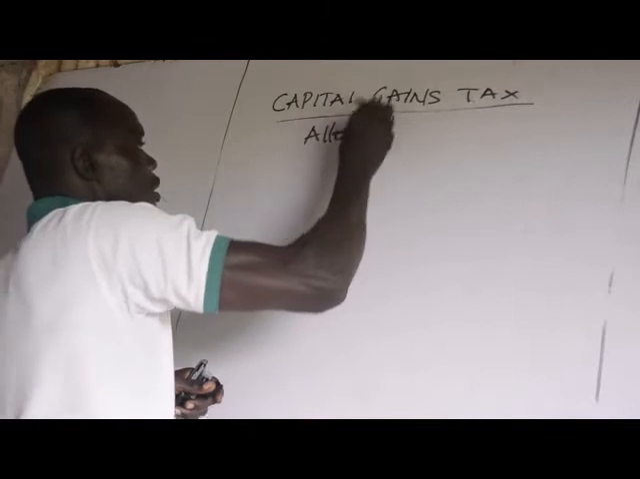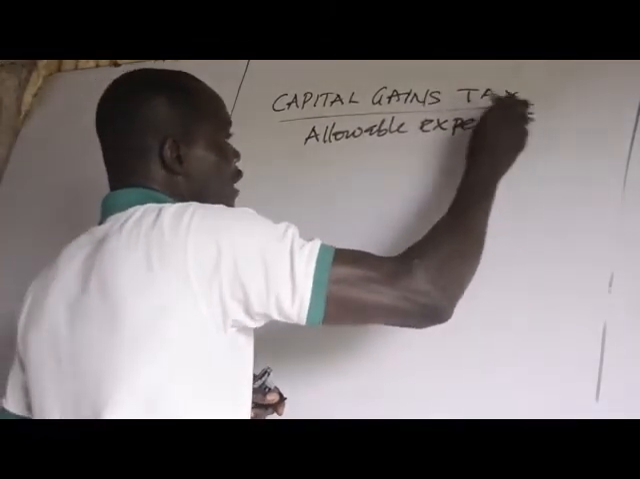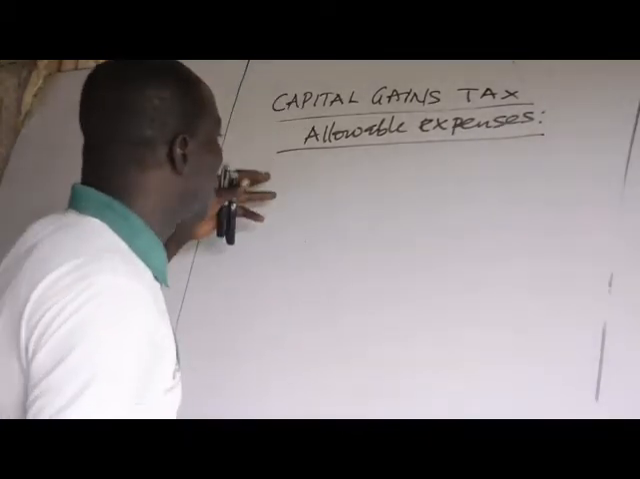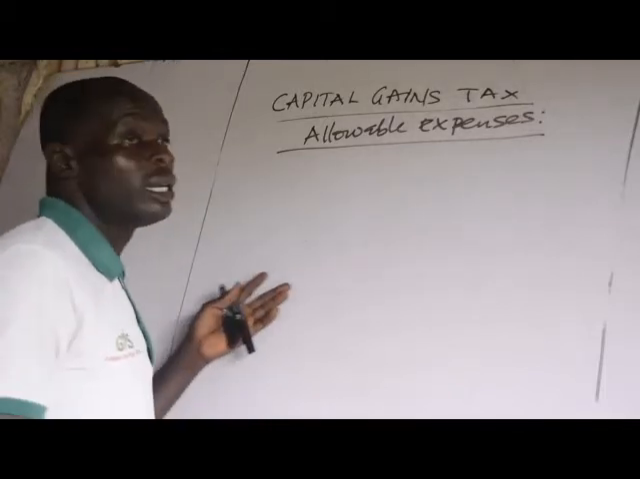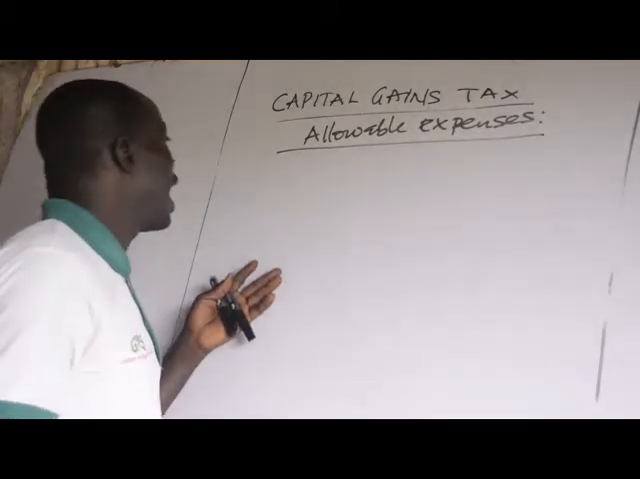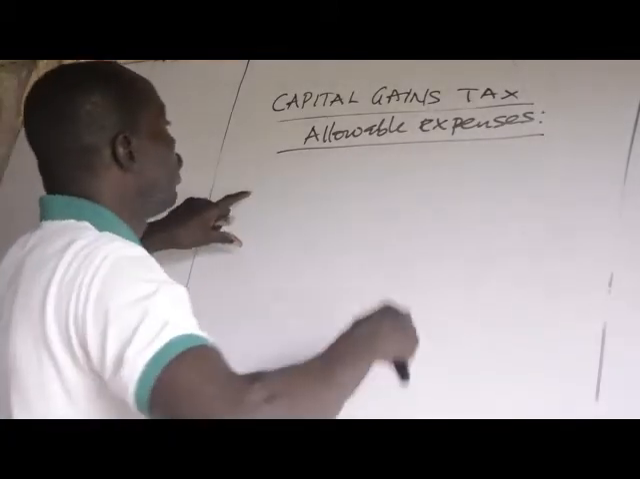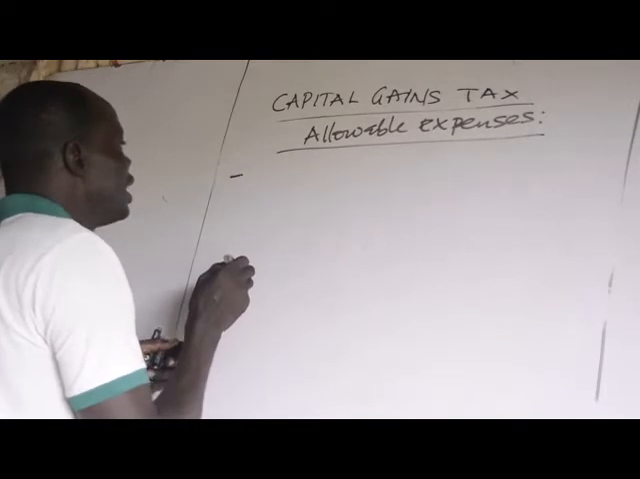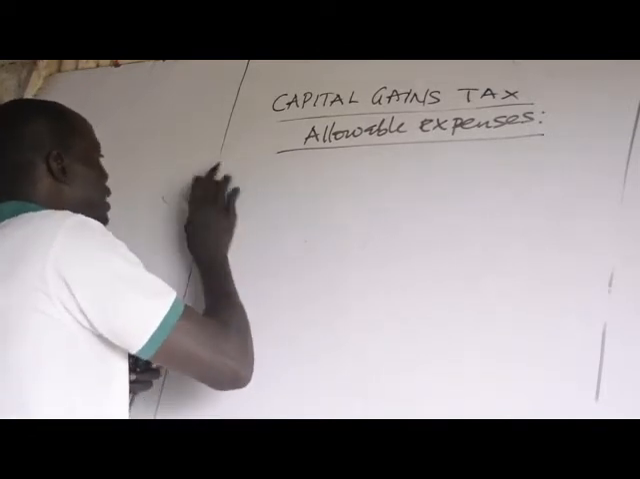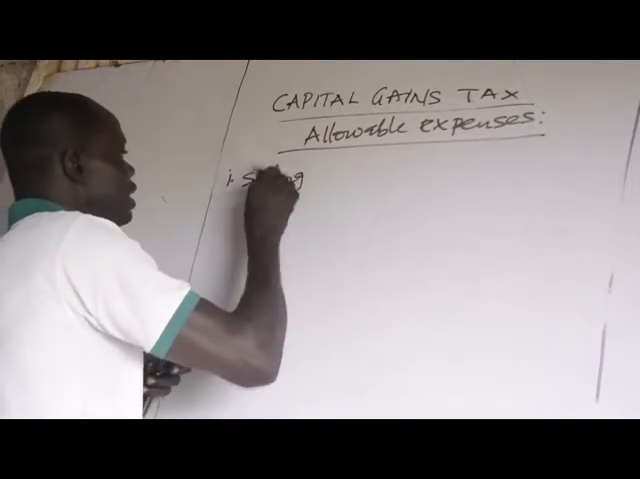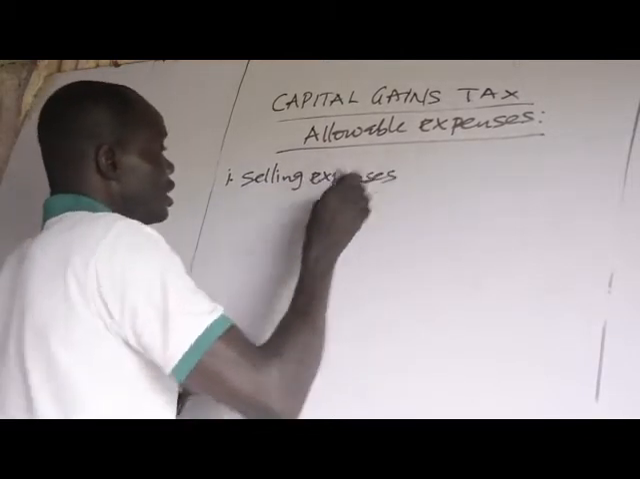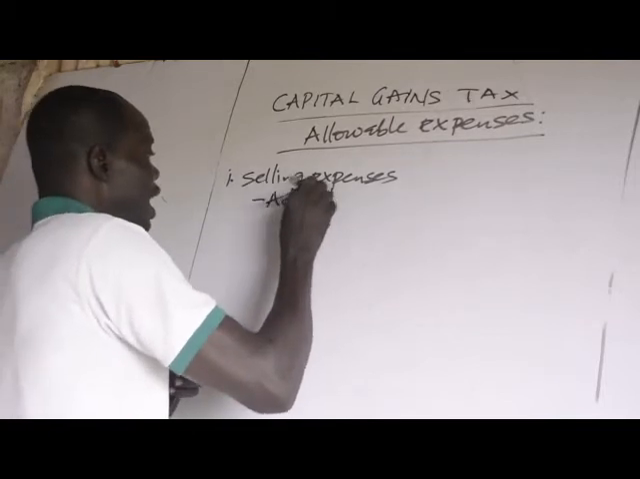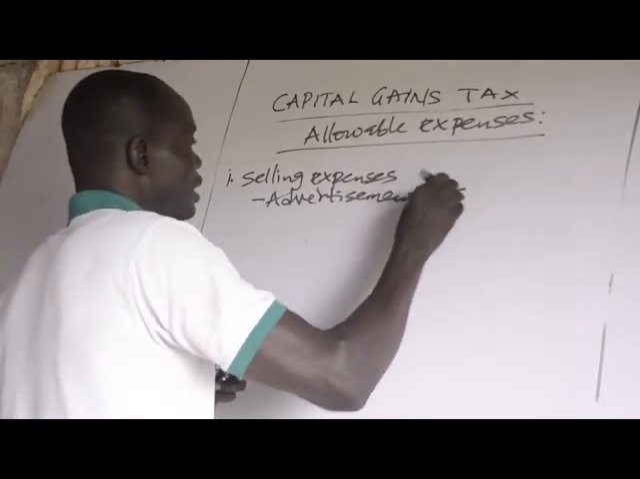Allowable expenses. For an expense to be allowable for capital gain tax purposes, it must be incurred wholly, reasonably, exclusively, and necessarily for the purpose of that chargeable asset. Now, the allowable expenses include, number one, selling expenses. Examples of selling expenses are advertisement cost or advertisement expenses.